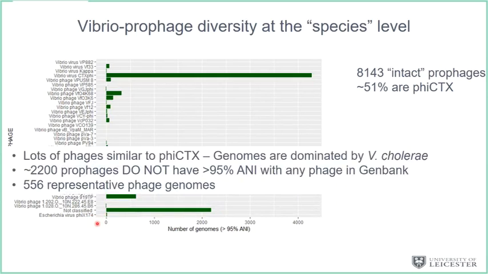So as I've said, lots of phages are similar to CTX, and it was these 2,500 phages that aren't similar to anything in GenBank. And what we could actually do is reduce the redundancy in this data set, and we found 556 representative phage genomes that are extremely diverse. So these 2,200 genomes aren't all the same thing. There's actually 556 different groups of phages within the Vibrios that we started with.